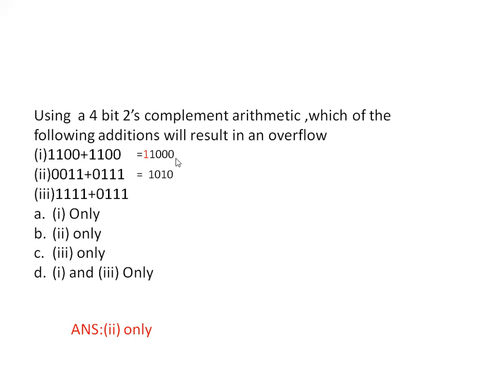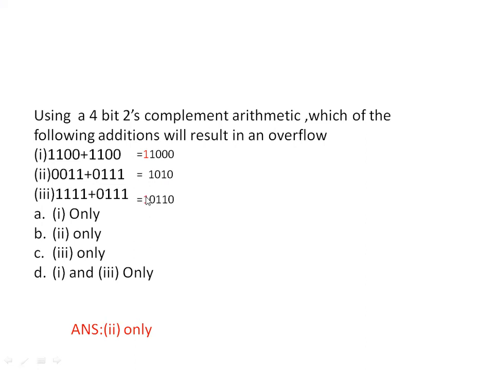Take the second operation. When we add 0011 plus 0111, we get the result 10110. The sign of the first operand is positive, and the sign of the second operand is positive. When we add two positive numbers, we should get a positive result. So let me check: the result of this operation is 1010. What about the sign bit here? It is 1, and 1 refers to negative. When we add two positive numbers, we should get a positive result, but here we get a negative result. We can say this is the overflow. We can say it causes an overflow exception.